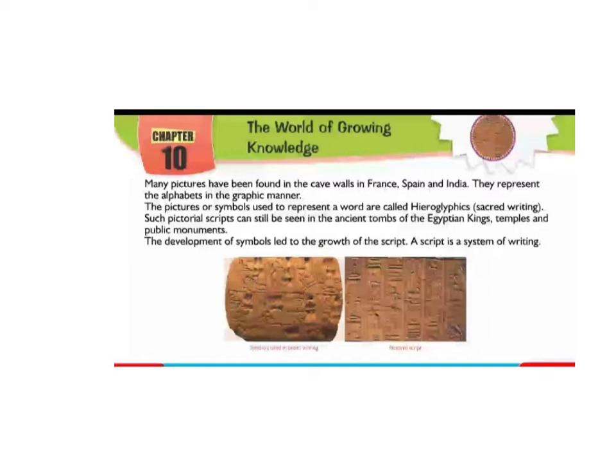Many pictures have been found on cave walls in France, Spain and India. They represent the alphabets in a graphic manner. Cave means the place where the ancient people were living, and the pictures on these cave walls were found in France, Spain and India. That means there were pictures that show how people were thinking about themselves and about other things, carved or pictured on the cave walls.